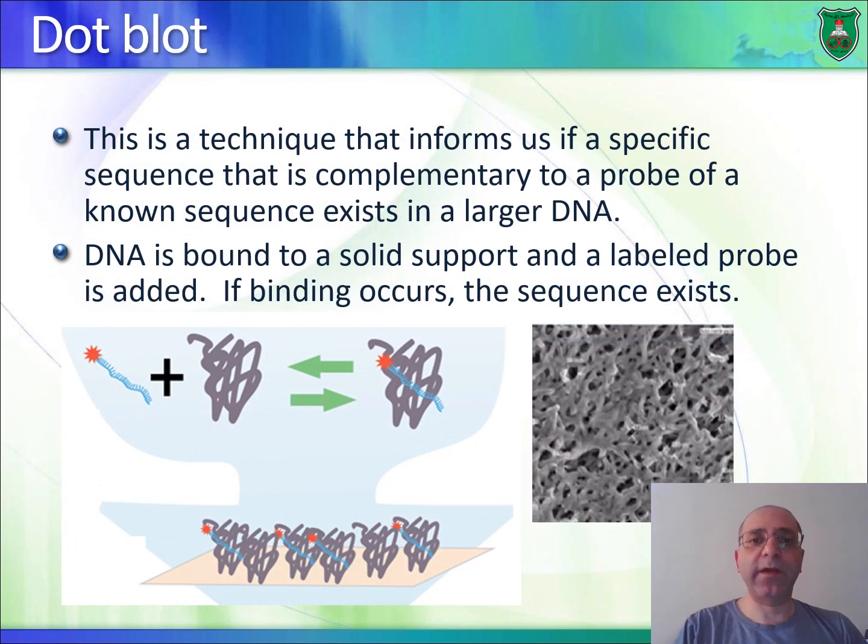Now, dot blotting is based on the use of a piece of paper which we call a membrane. There are different types of membranes, but this is a scanning electron microscopic image of a membrane. So that's how it looks. By showing these images, by the way, I'm not fooling you. This is a real image of a membrane.